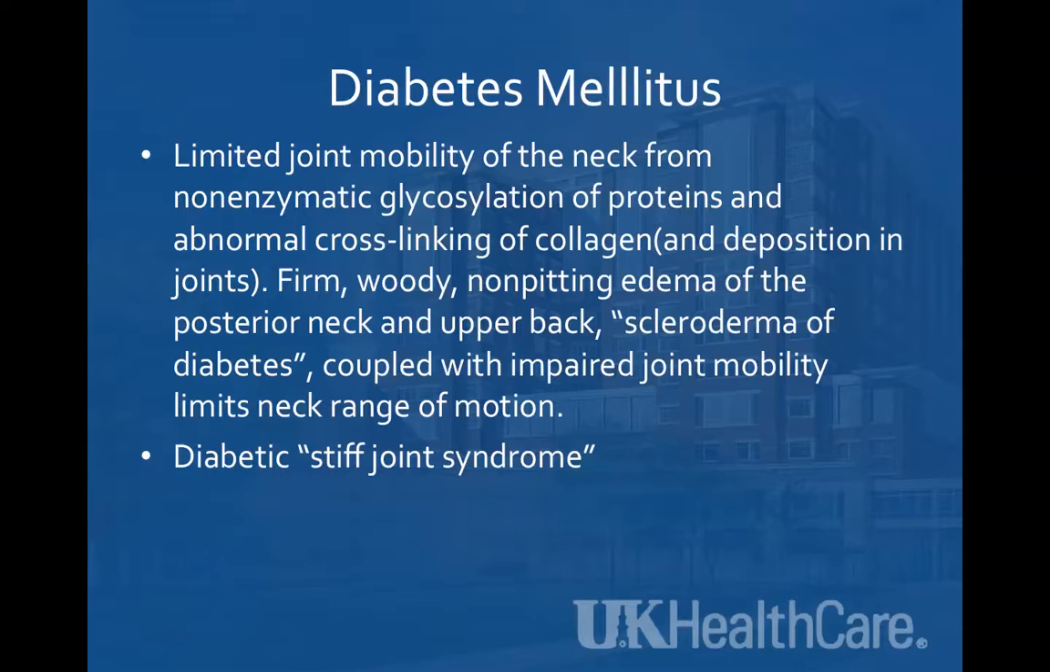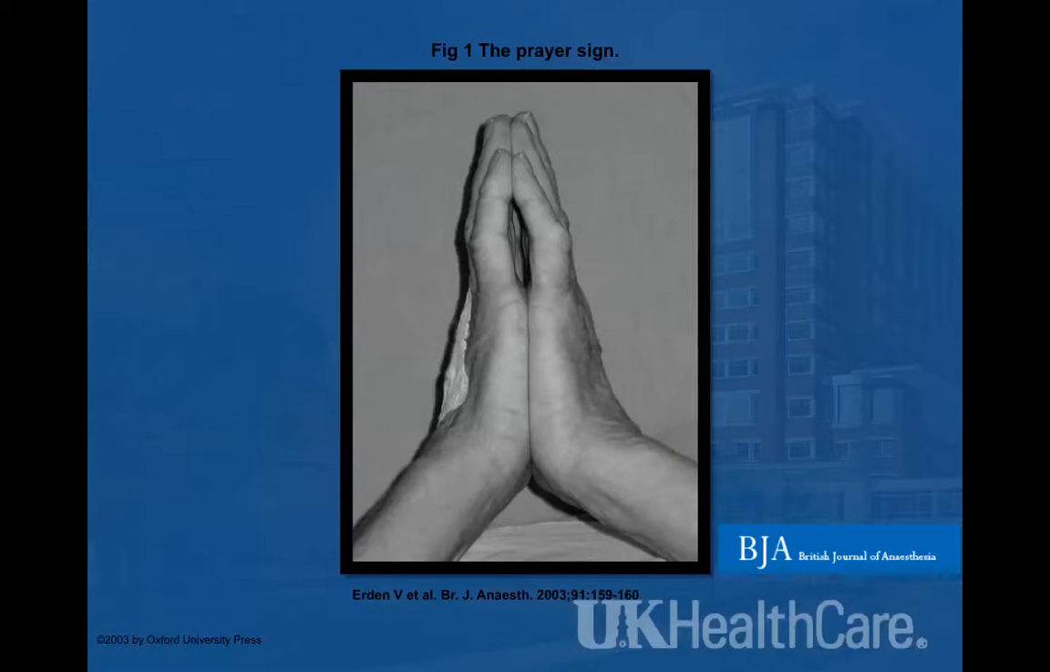Scleroderma of diabetes is a term I remember from medical school, don't use much, but you often will have this feeling of tightness of the joints, of the neck extension, for example, is what I always think of, between the skin changes and then the joint mobility changes.